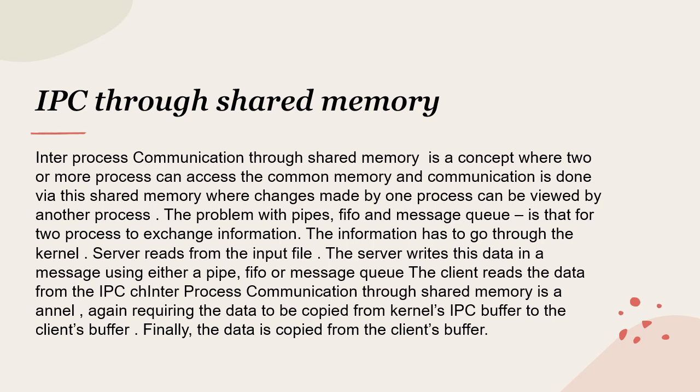Coming to the next slide, this is all about IPC through shared memory. Interprocess communication through shared memory is a concept where two or more processes can access the common memory, and the communication is done via the shared memory, where changes made by one process can be viewed by the other process. The problem with pipes, FIFO, and message queue is that for two processes to exchange information, the information has to go through the kernel.